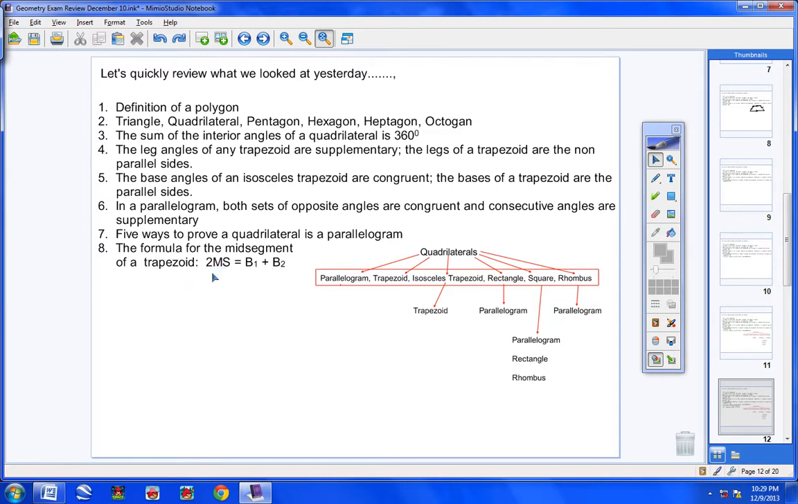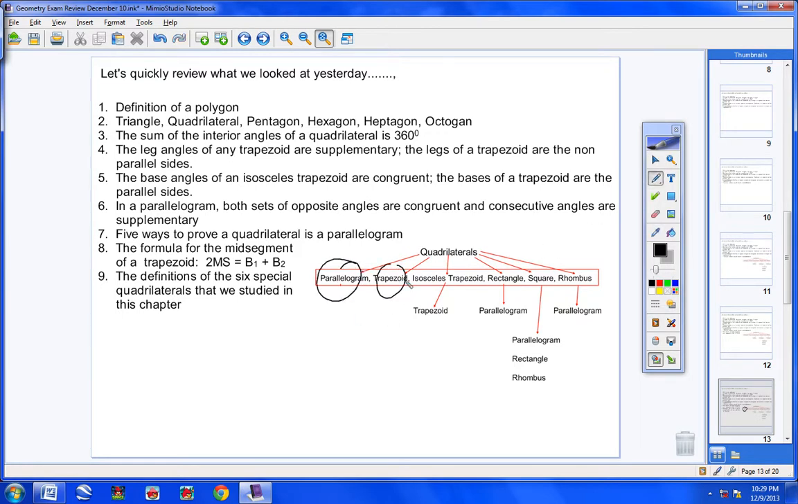All right, number 8, know the formula for the midsegment. Midsegment of a trapezoid, 2 times the midsegment equals base 1 plus base 2. Number 9, know the definitions of the 6 special quadrilaterals that we studied in this chapter. What are those 6 special quads right here? Parallelogram, trapezoid, isosceles trapezoid, rectangle, square, rhombus.